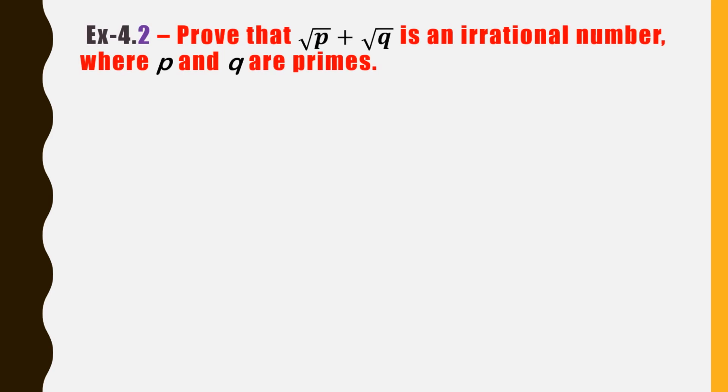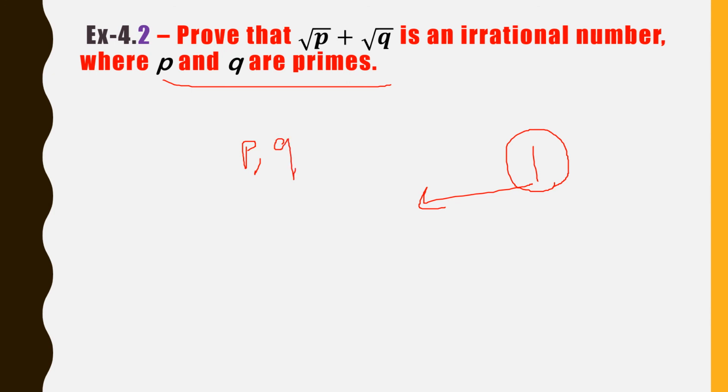Okay, so your next question will be like this: prove that root p plus root q is an irrational number where p and q are primes. He only said that p and q are primes. P and q are primes means they will have only one as a common factor. If one is the common factor, then p and q are co-prime numbers.